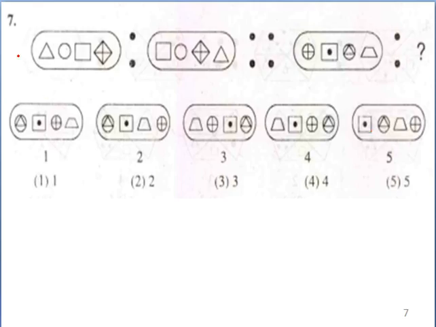Let us go with the 7th one. See, look at here carefully. Now the symbols remain the same. The leftmost symbol has become right here, so this has to become right here. Okay, right side. So in which figure is it given on the right? Only 2 and 5. So I can rule out option 1, option 3, option 4.